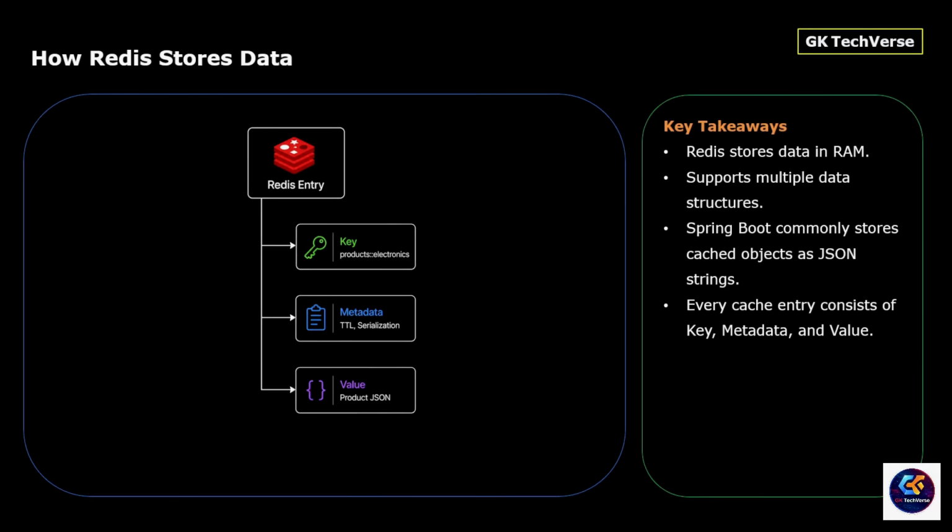For example, imagine a user requests all electronic products. Spring Boot might generate a cache key like this. The value associated with that key is the JSON response containing the product list. Every cached object in Redis follows the same pattern. Once you understand this structure, the rest of Redis becomes much easier to understand.